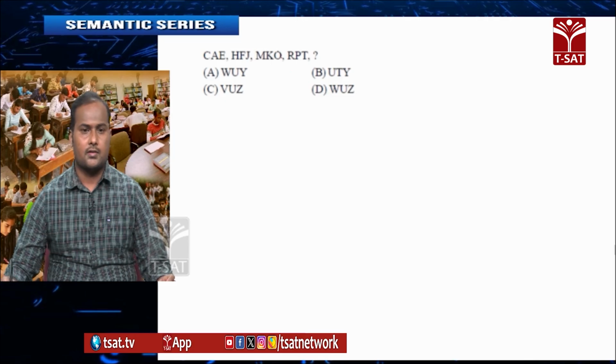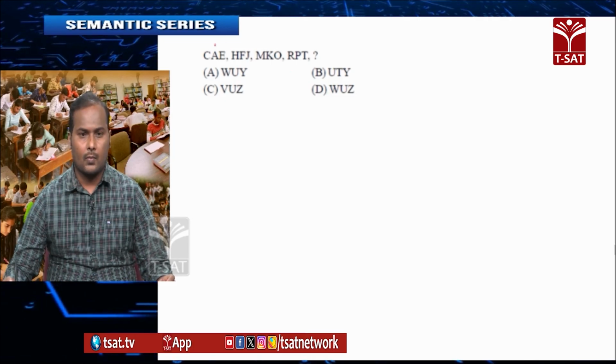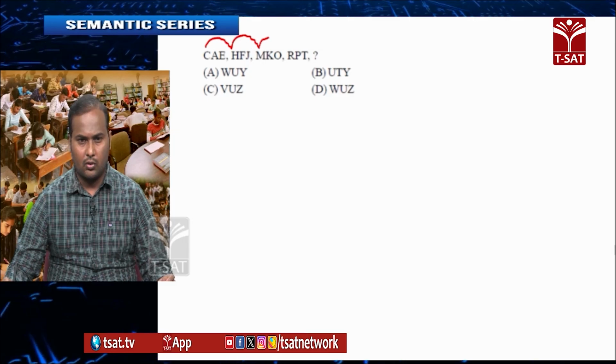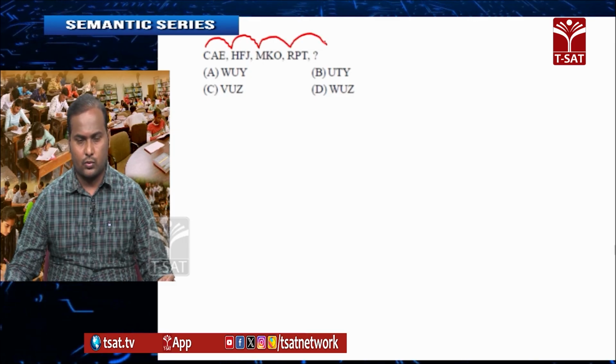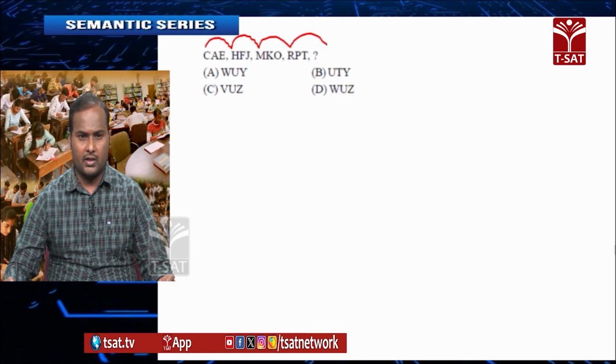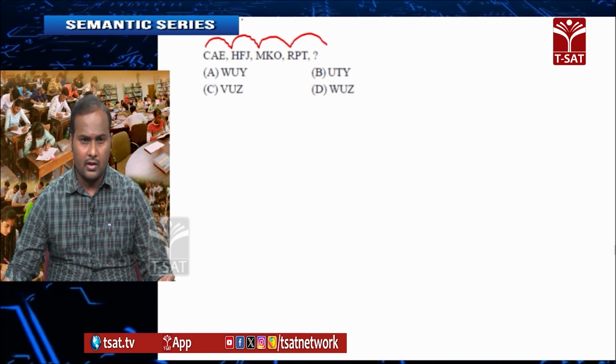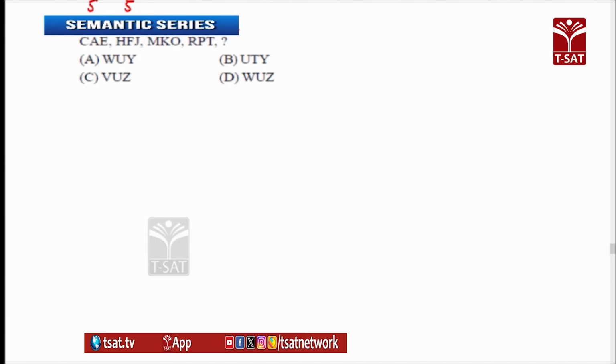In this particular series, it is also a mixed series. One is C to H, H to M, M to R, and the next one. See the change: C to H increasing by 5, H to M also increasing by 5, M to R also increasing by 5. Obviously, for the next one we have to add 5: R is 18, 18 plus 5 is 23. So obviously your answer will be W.